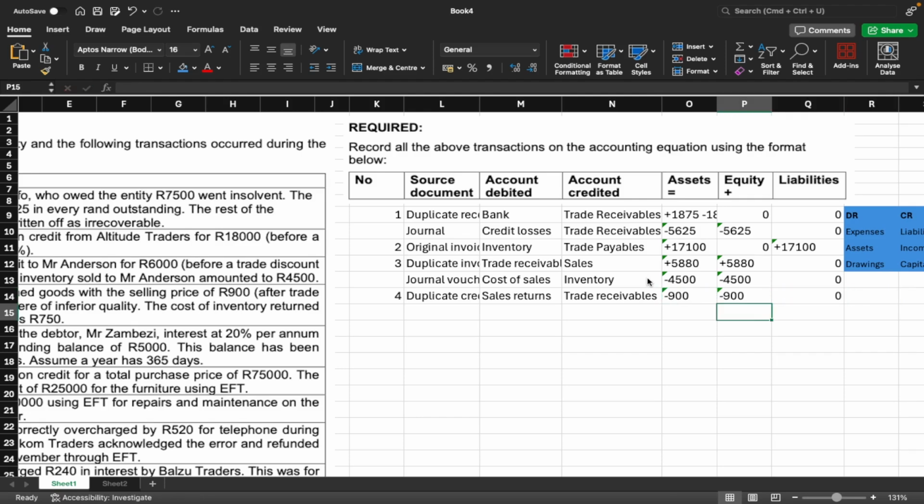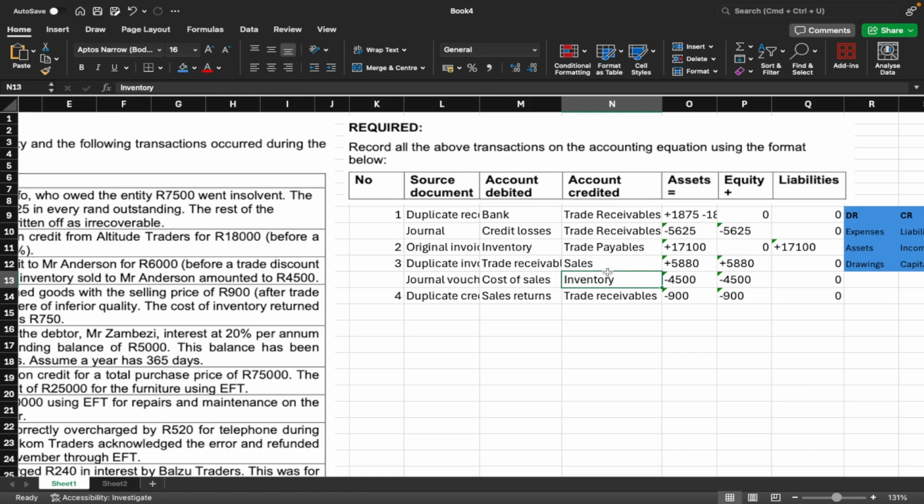Now, are we done? No, we're not, because the entity uses the perpetual inventory system. We need to reverse the cost of sales and the inventory, and it's quite easy for us to do, because in number 3 you can see we debited cost of sales, we credited inventory whenever we sell to our customers, and we're using the perpetual inventory system.